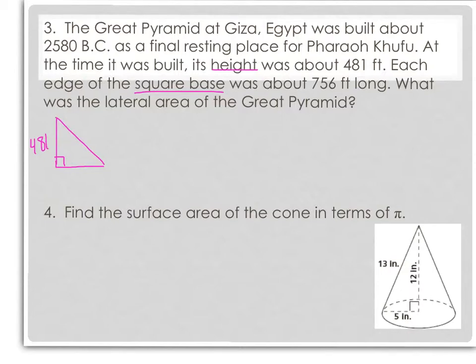Now, the whole square base is 756. If I divide that in 2 to get the base of my right triangle, I get 378. And we want to find our lateral height, which is our hypotenuse. So if we take 481 squared plus 378 squared, we can solve for our lateral height. So squaring both numbers, we have 231,361 plus 142,884.